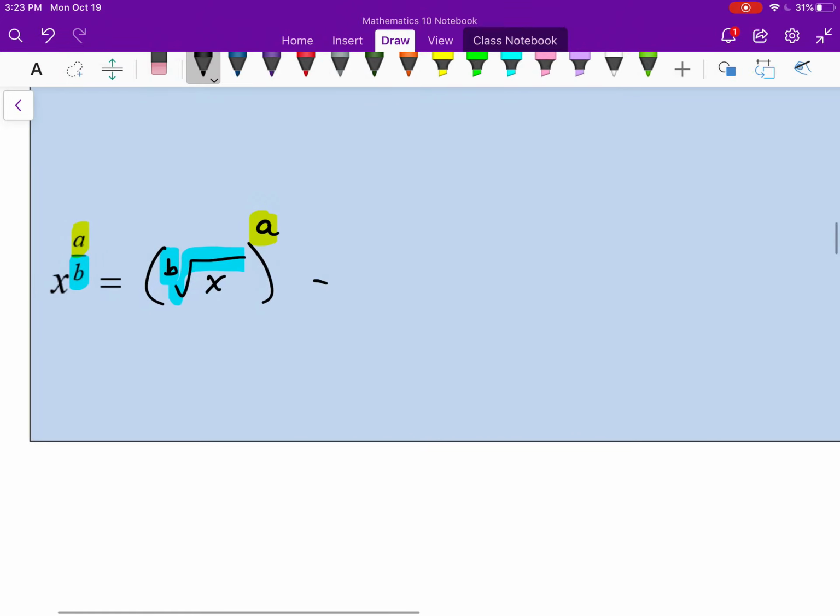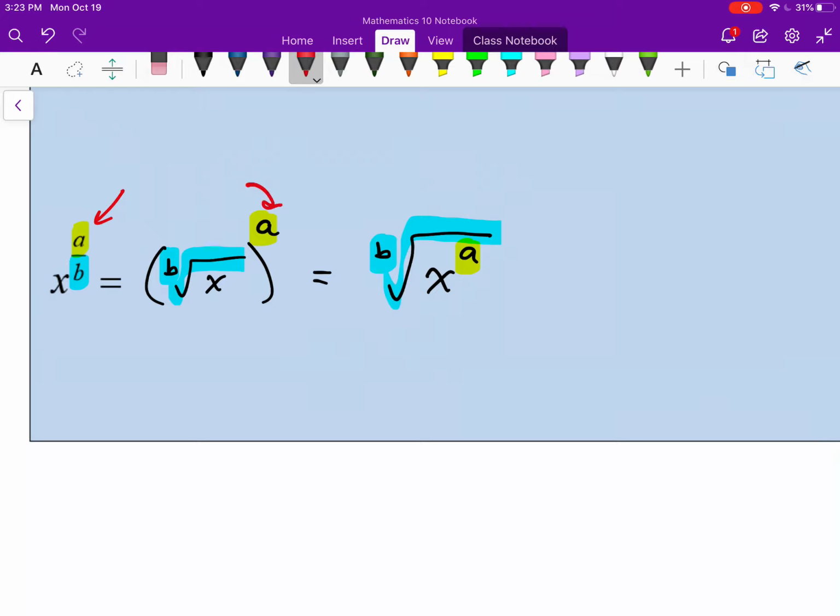Or you could look at it the other way around, in the other order. You could think of this as x to the power of a, all to the bth root. It's kind of weird saying bth root. You have to have kind of a lisp as you say it, but there's no other way around it. And so in general, when you have fractions in your exponents, the numerator relates to the power over here. The denominator relates to the radical, which is what we call the root. We call that b the index of the root.